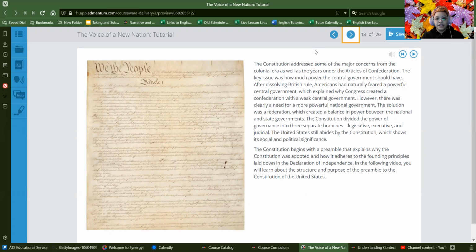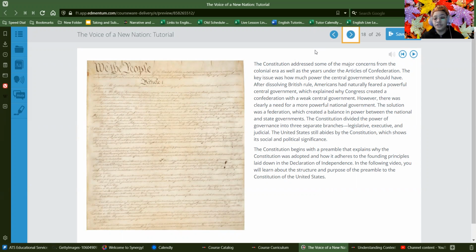So the solution that they were looking for was a federation, which is pretty much when a bunch of states come together with a central government to help centralize things, to have a central hub for different states to go to if they're having issues or need to pass bigger laws that affect more than just the state that they're in. Now, they divided the power into what we know today: legislative, that's Congress, the lawmakers; executive is the president; and judicial is the courts.